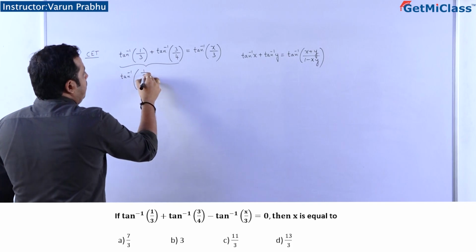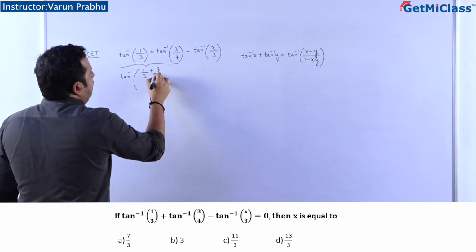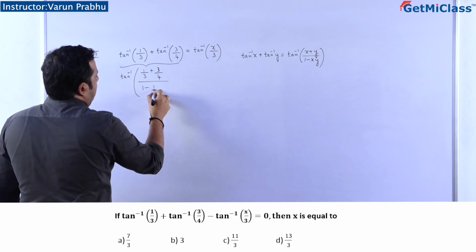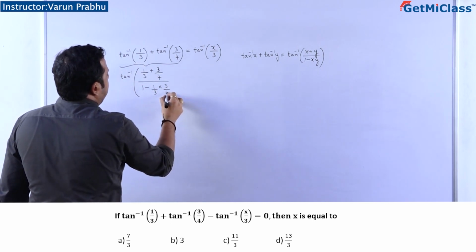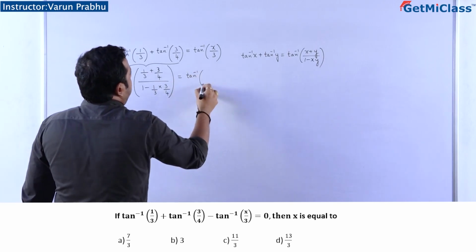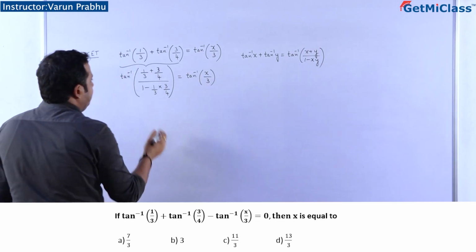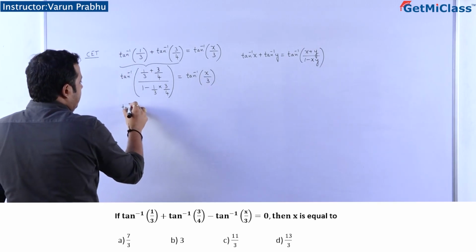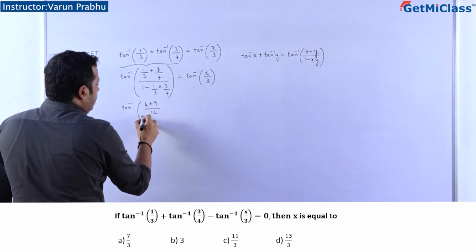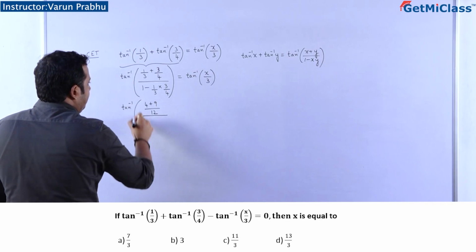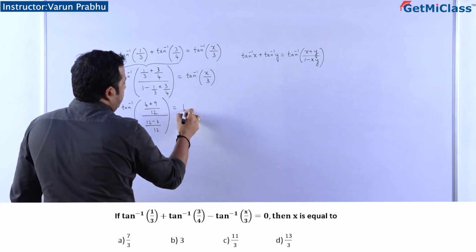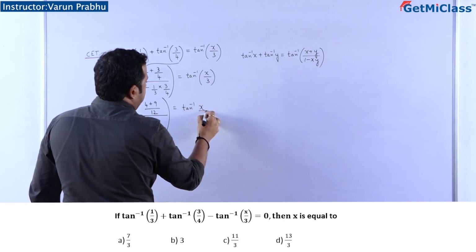Is it okay? So (1 by 3 plus 3 by 4) divided by (1 minus 1 by 3 multiplied by 3 by 4) is equal to tan inverse of x divided by 3. So tan inverse of (4 plus 9) divided by 12, whole divided by (12 minus 3) divided by 12. Okay, that is equal to tan inverse of x divided by 3.